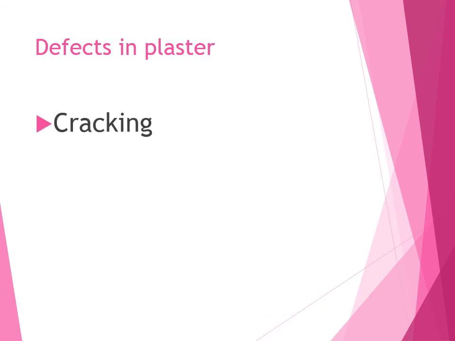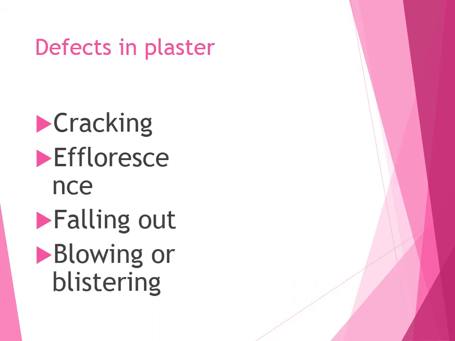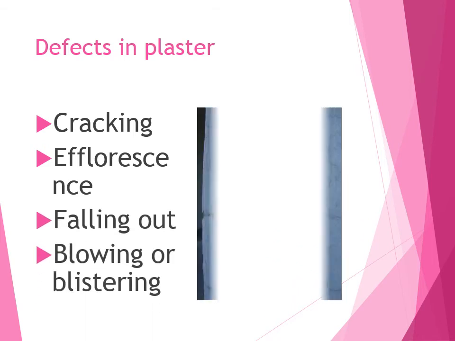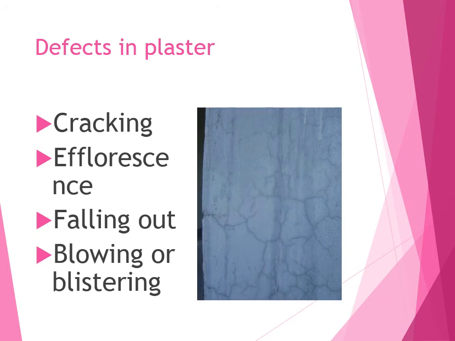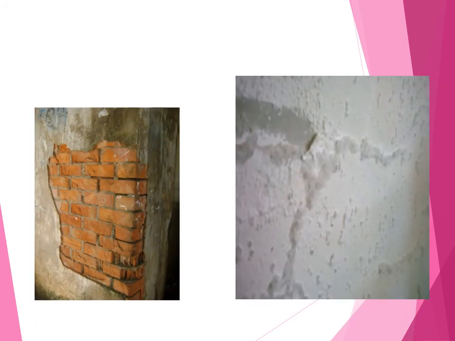Defects in plaster: cracking, efflorescence, falling out, blowing off or blistering. How to rectify these defects has already been given in my earlier presentation on how to rectify the defects in plaster. These are the images of how the defects appear.